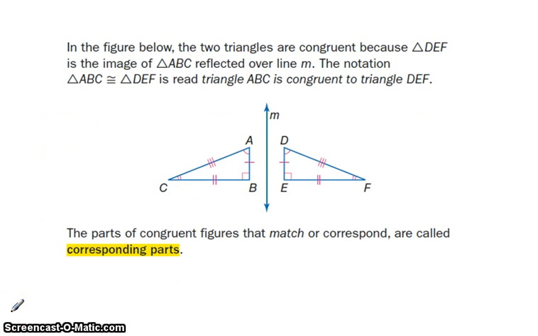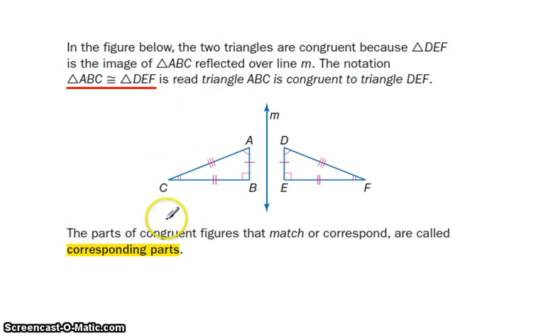Okay. In the figure below, the two triangles are congruent because triangle DEF is the image of triangle ABC reflected over line M. Again, that's kind of what we learned last lesson. The notation, triangle ABC is congruent to triangle DEF, is read, the triangle ABC is congruent to triangle DEF. That's how you read that statement right there.